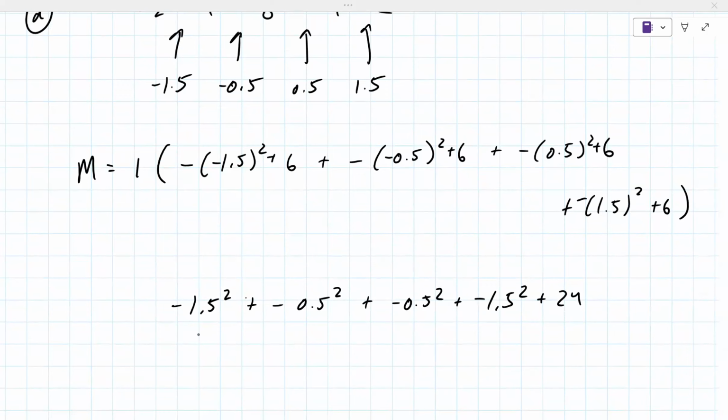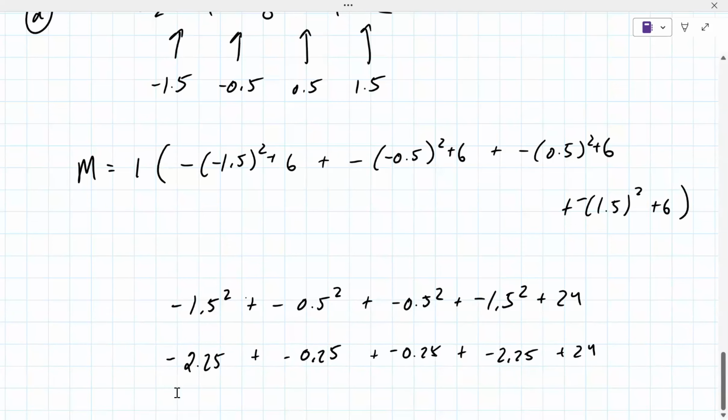So this is -2.25 plus -0.25 plus -0.25 plus -2.25 plus 24. So this is -2.5, negative 2.5, which is negative 5, plus the 24 is 19. Right.